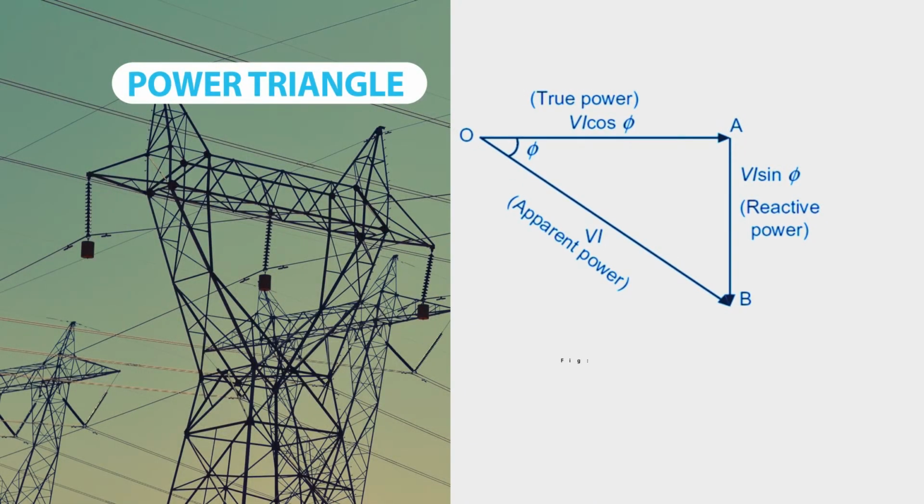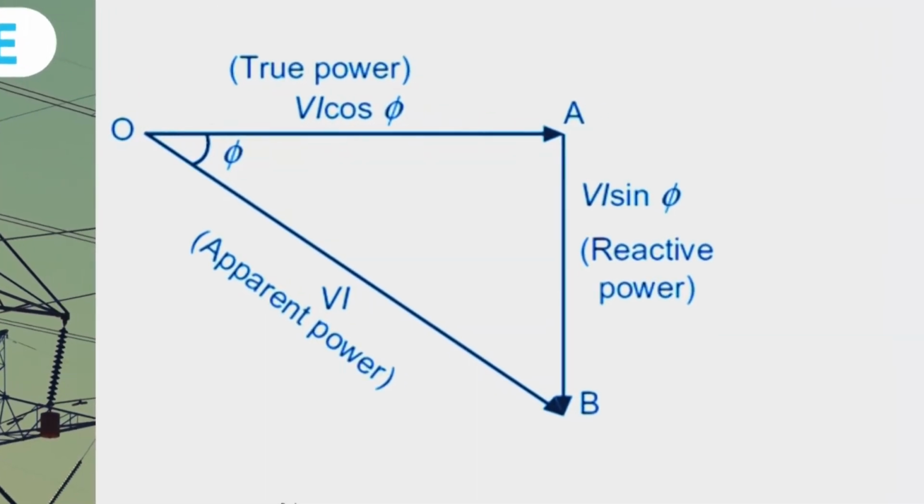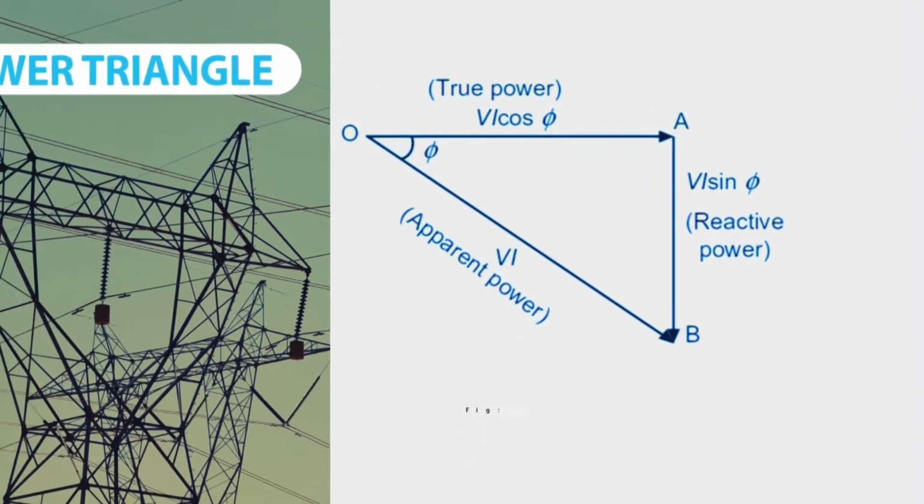Now we have to understand the power triangle. Here you can see the component OA shows the true power, which is equal to VI cos phi, and the vertical component AB shows the reactive power, which is equal to VI sin phi, and the hypotenuse OB shows the apparent power, which is equal to V into I.